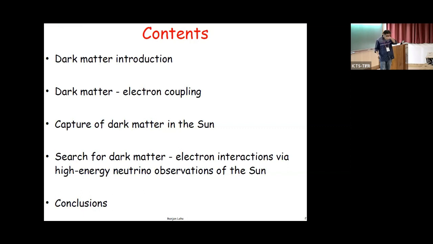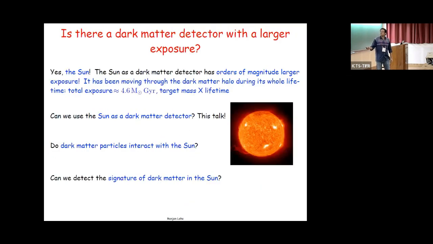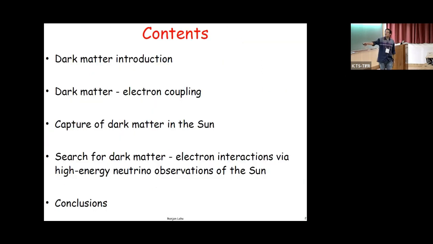This is the outline. I'll give you a one slide introduction to dark matter for people who are not familiar with it or who don't think about it every day. Then I'll be talking about dark matter electron coupling, which is the coupling that I'll focus on during this talk. I'll be talking about capture of dark matter inside the sun via scattering with electrons, and then I'll be talking about how you can use the high energy neutrino observations of the sun by the IceCube telescope to probe the dark matter electron scattering cross section, and then I'll conclude.